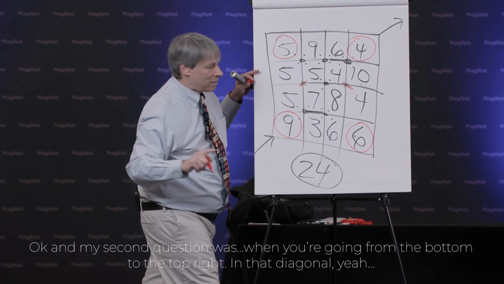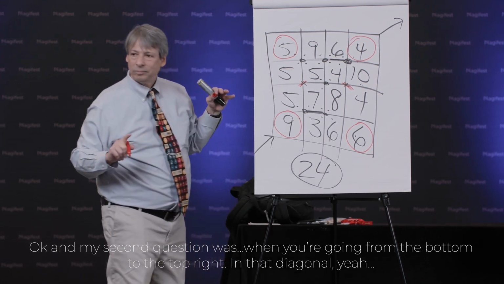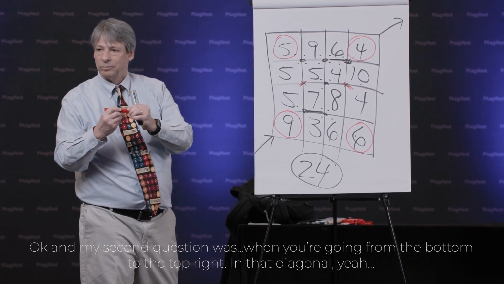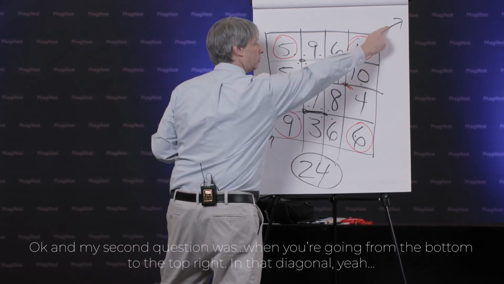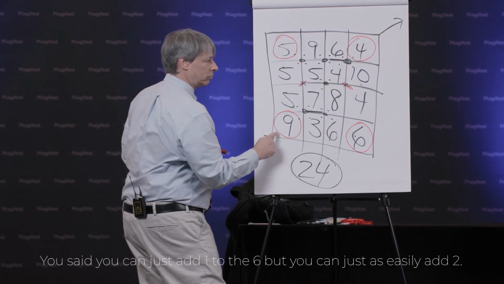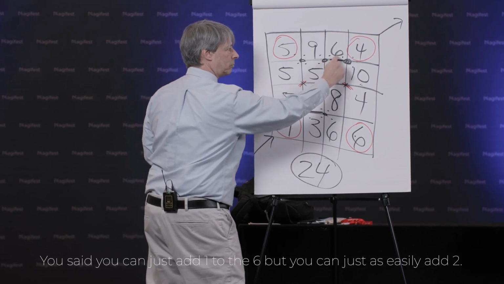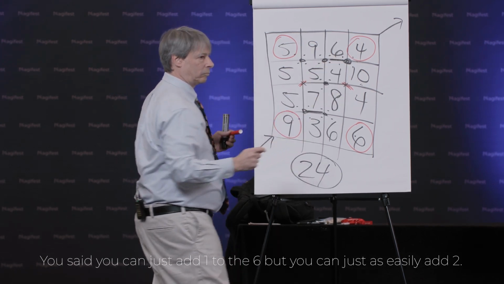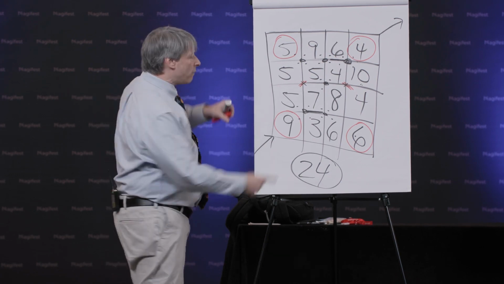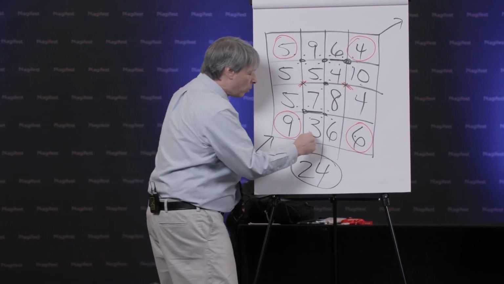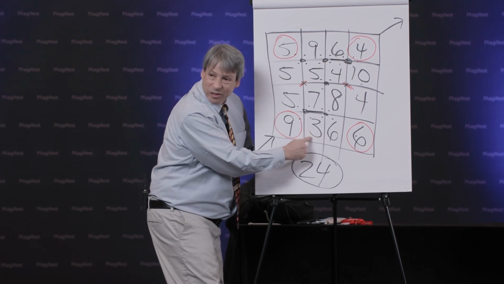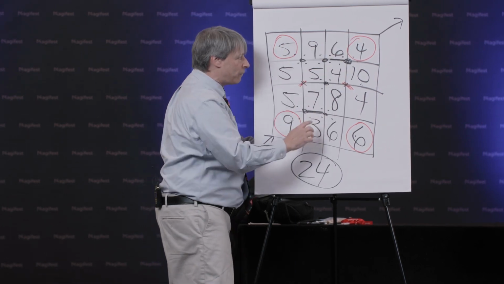And my second question was, when you're going from the bottom to the top right in that diagonal, you said you could just add 1 to the 6, right? But you could just easily add 2. If I add 2, every extra number I add here takes away a number from here. So yes, I could add 2, and that would have been fine.